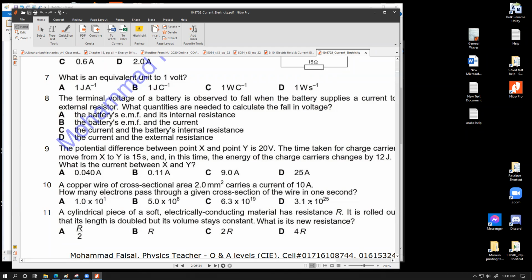Read the question, attempt, then check. You can check your answer with the answer key. If you're okay, move on. If you have any question, you ask me.